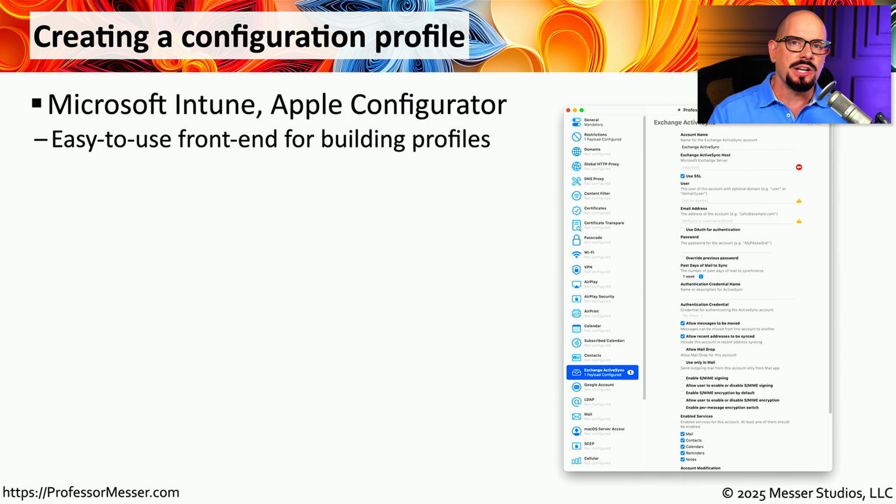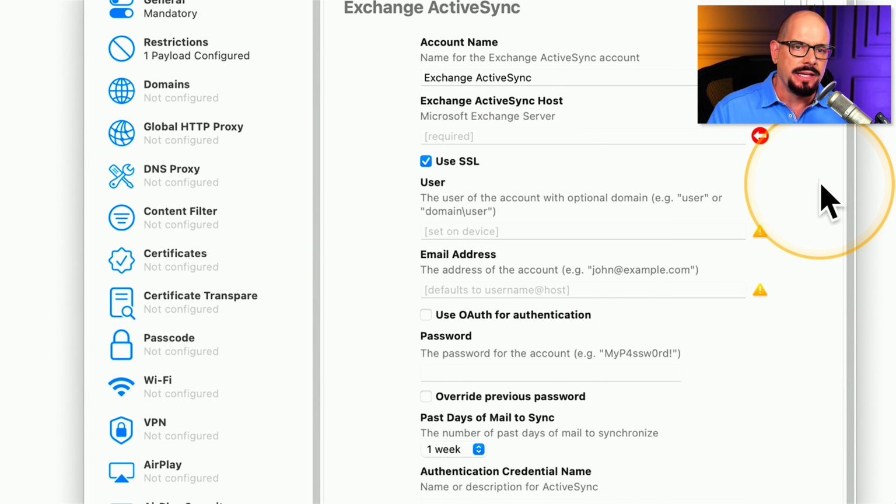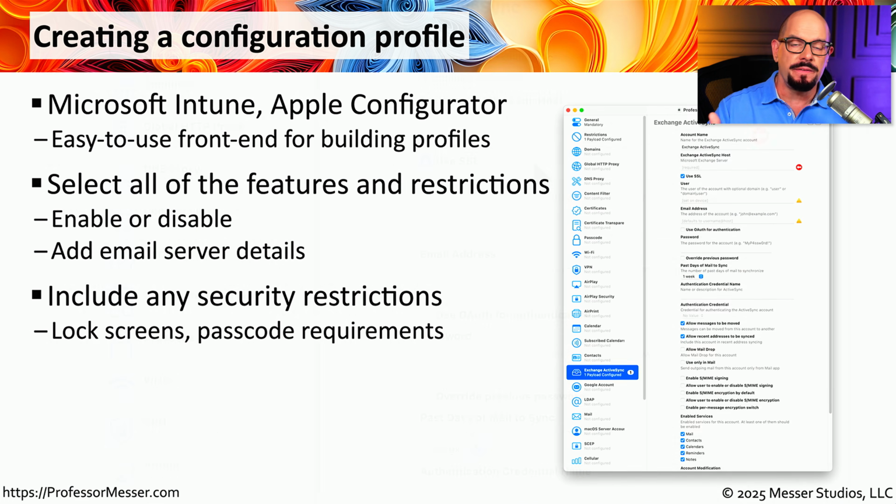Let's start with the process of creating one of these configuration profiles. You can use Microsoft Intune or Apple Configurator to provide a nice front end where you can easily see your options and enable or disable different features. For example, you might want to add to your profile information about Exchange ActiveSync. So you can add the ActiveSync account name, the ActiveSync host name, whether you'd like to use SSL, and any other important configuration parameters. Security features are also in here, so you can find information about VPN, certificates, and other security features that you might want to enable or disable.